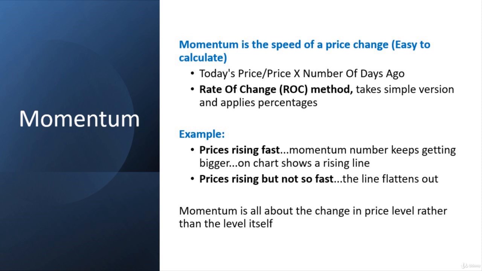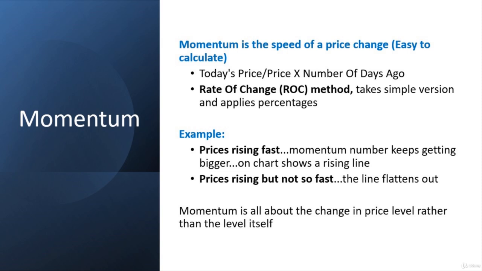So it looks at today's price, what you could pay today for a security, and what was that price X number of days ago, or periods ago, hours ago, minutes ago, whatever your number of periods are. You're going to compare those two. And it's going to really look at a rate of change method that applies some simple mathematics and percentages around that. In fact, when you look at momentum on your platform, it might not even call it momentum, it might call it ROC, or rate of change.